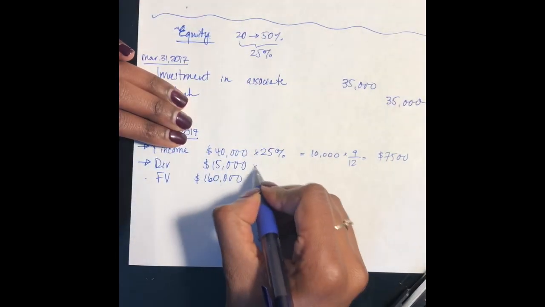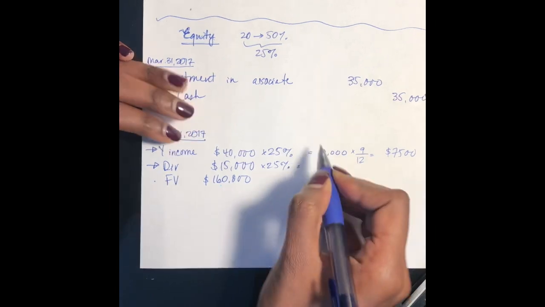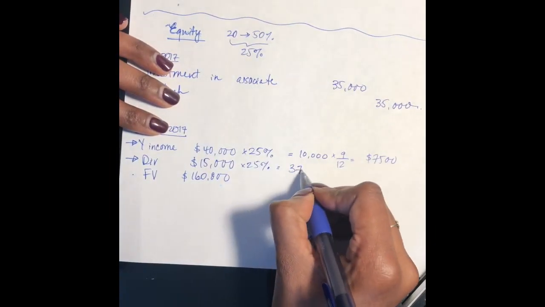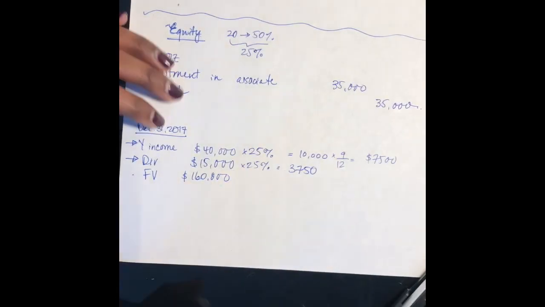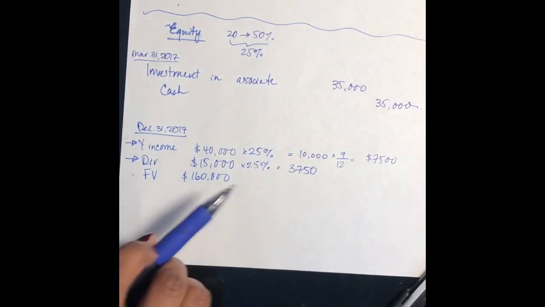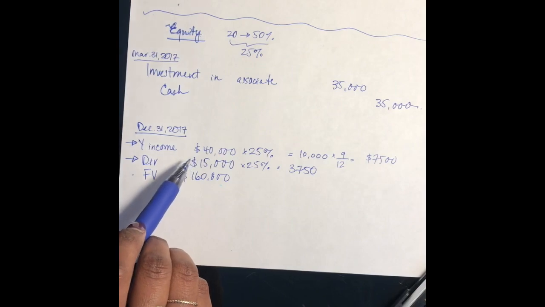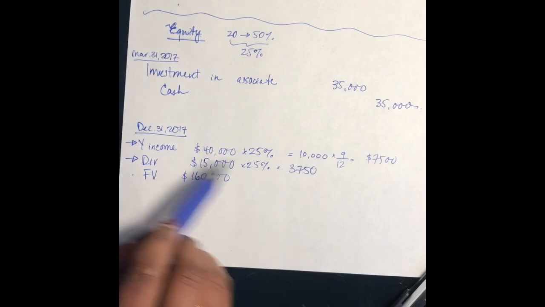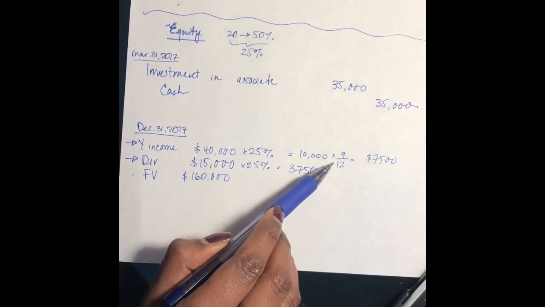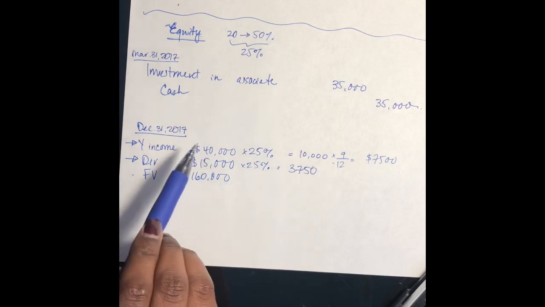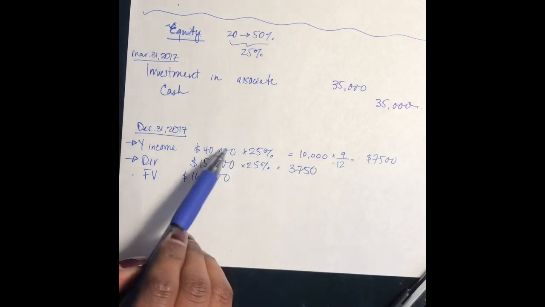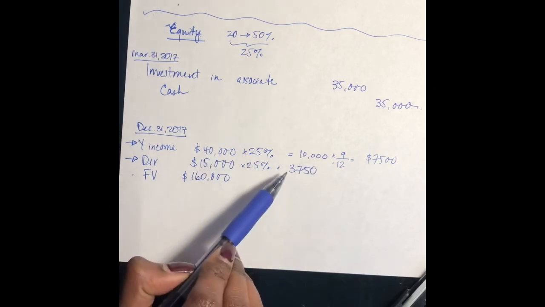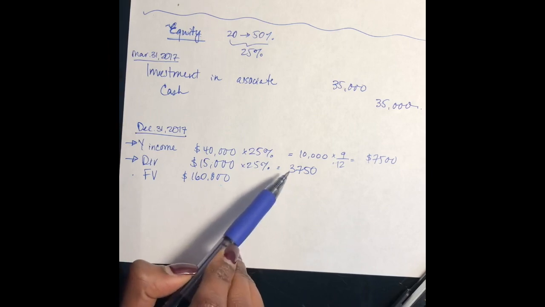Now your dividends, you pick up 25%. That's going to be 3,750. And you don't prorate the dividend. That's the difference. For income, you're only entitled to your share of the income over the months that you held the investment, right? So that's why you have to prorate it for income. But for dividends, you don't prorate. You are entitled to the full share of your dividends, regardless, okay, of when.